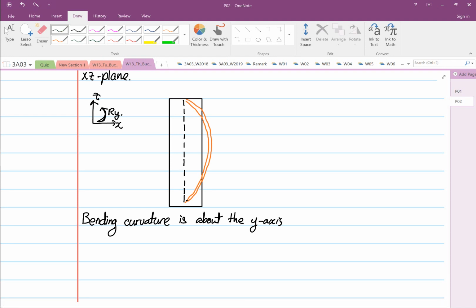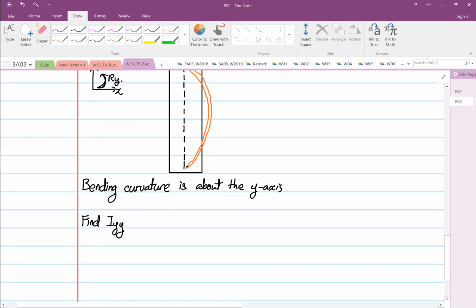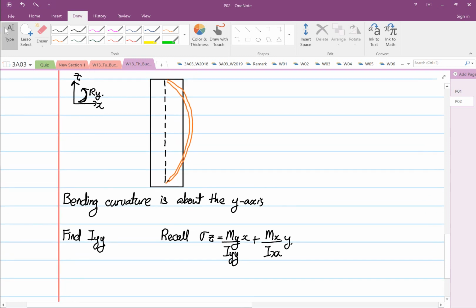So if the bending curvature is about the y-axis, for this case we have to find Iyy, right? So why Iyy? Recall the formula that stress in the z direction is equal to My over Iyy multiplied by x plus Mx over Ixx multiplied by y. We are considering Iyy because the rotation is about the y-axis.